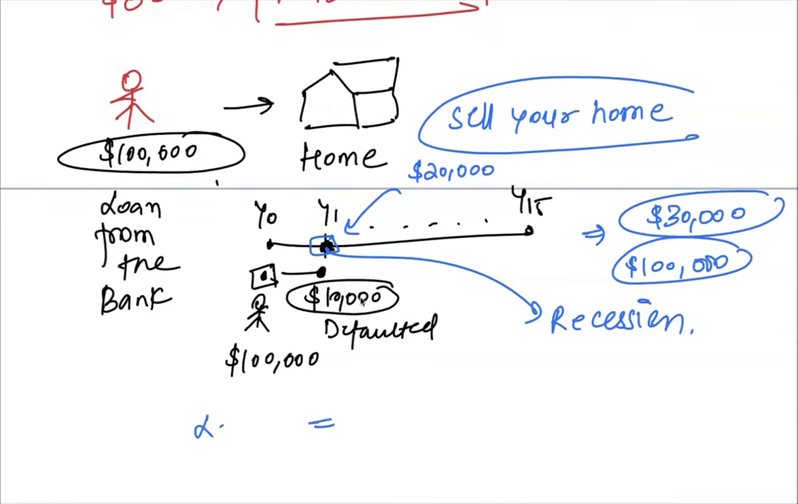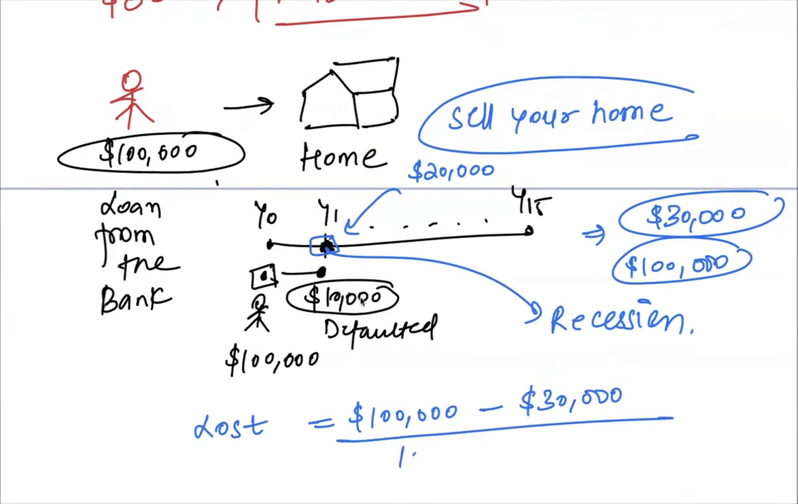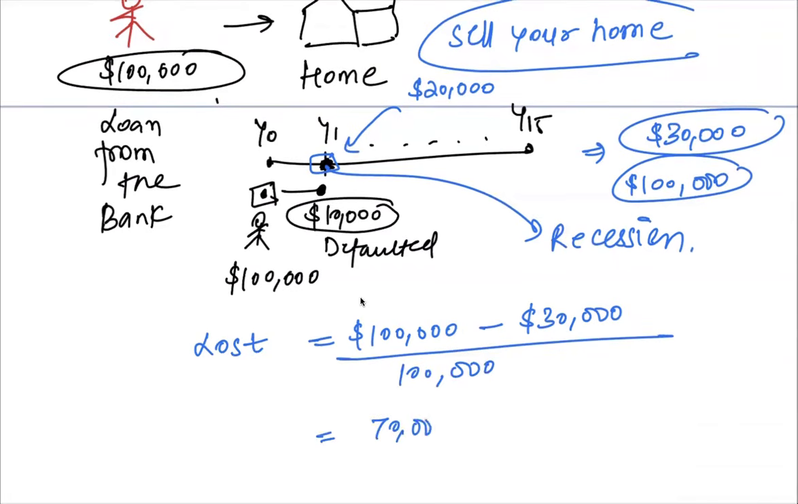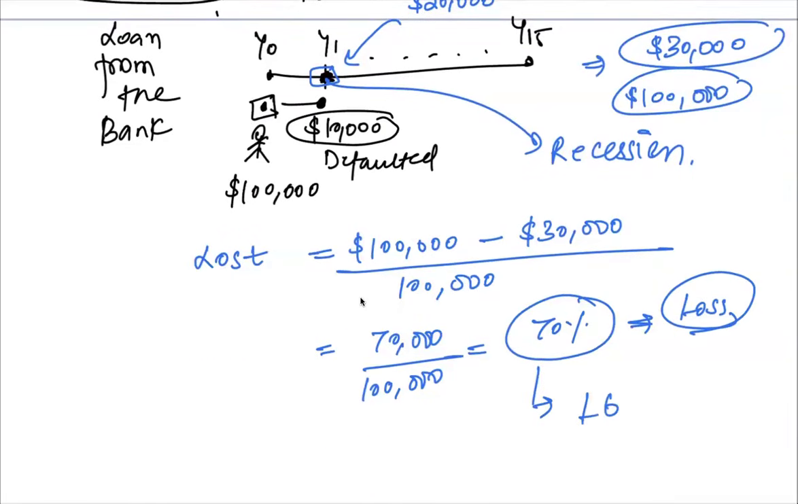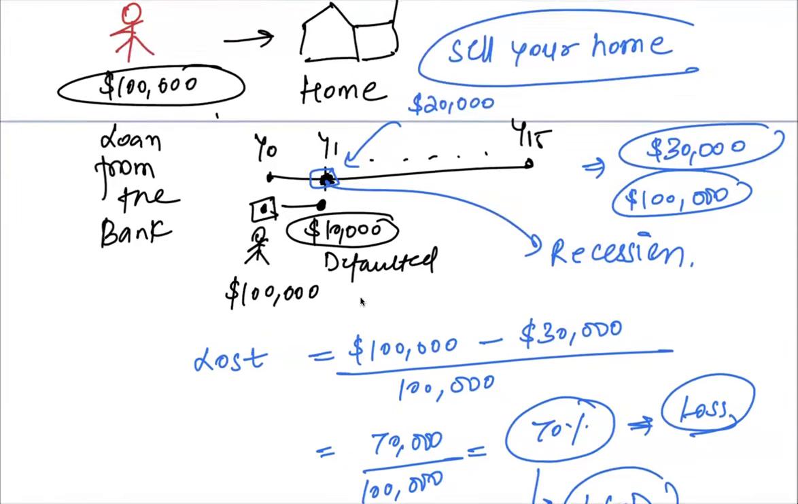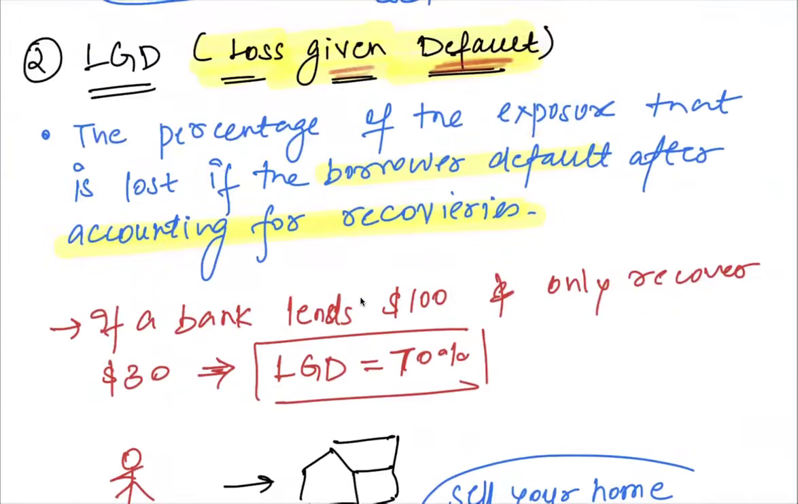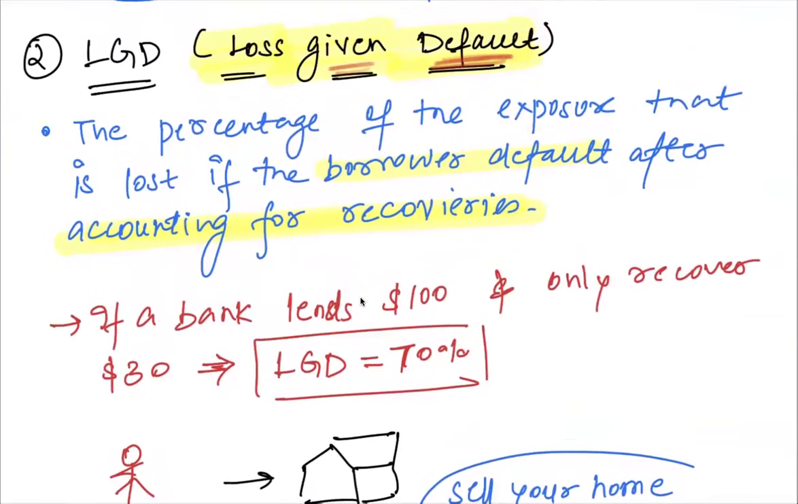So $100,000 was the loan amount, $30,000 is what they recovered, and again the total is $100,000. So $70,000 divided by $100,000 is 70%, right? So this is the loss that the bank faced. This is what we call LGD, which is loss given default. That is how much loss the bank has to face given that the borrower has defaulted. Is this clear?